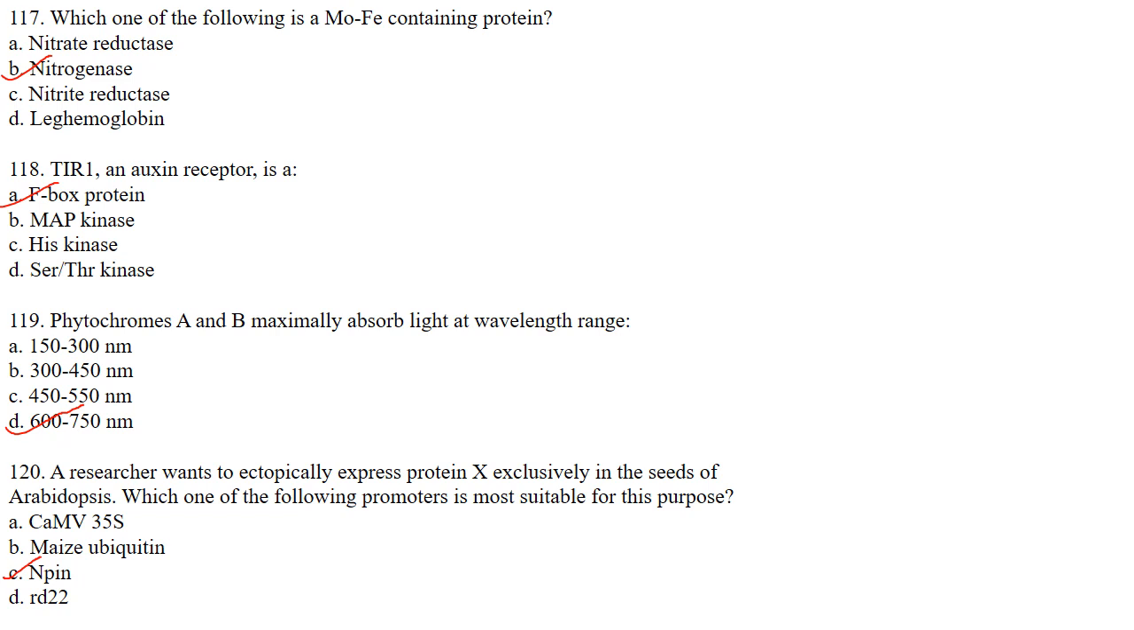A researcher wants to ectopically express protein X exclusively in the seeds of Arabidopsis. Which one of the following promoters is most suitable for this purpose? Ectopic expression is the occurrence of gene expression in a tissue in which it is normally not expressed. Now protein X is not normally expressed in seed, and the researcher wants to express X in seeds only. So napin is a seed specific promoter. Answer is option C.